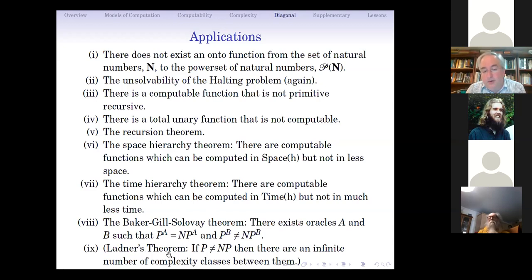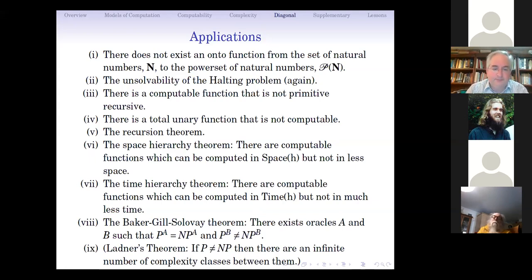Ladner's theorem, I mention it in the book, but I don't prove it there, but it's worth saying. I think everyone should know this very important theorem. It says if P is not equal to NP, then there are an infinite number of complexity classes between P and NP. So that's an interesting result. Another result, which I just found out recently, is that the Immerman result about log space and co-log space being equal is also a diagonalization. I think it can be put into this framework, although I haven't worked out the details, and it's not in the book.